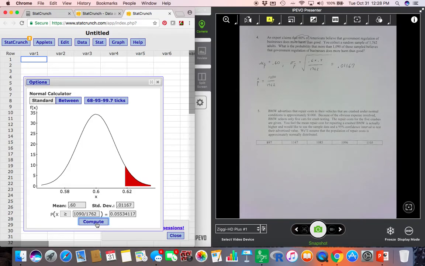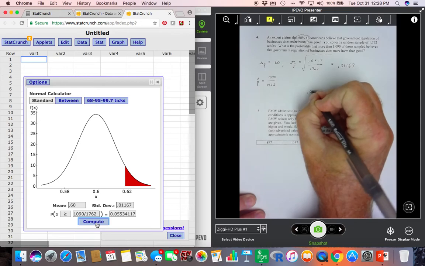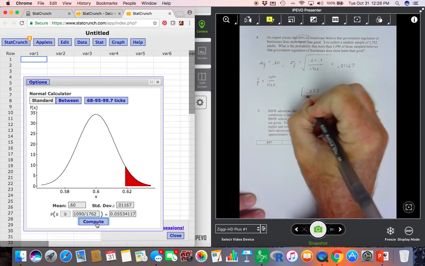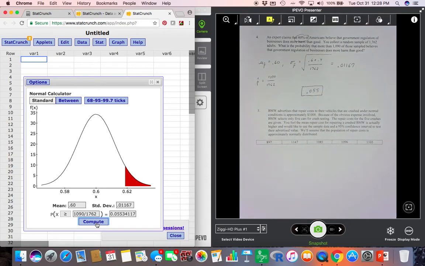So guys, the answer here would be 0.055. And I'm rounding to 3 places. If StatCrunch tells you to round to 72 places, round to 72 places. It won't, because that would be ridiculous. But however many places StatCrunch tells you to round to, then follow those instructions.